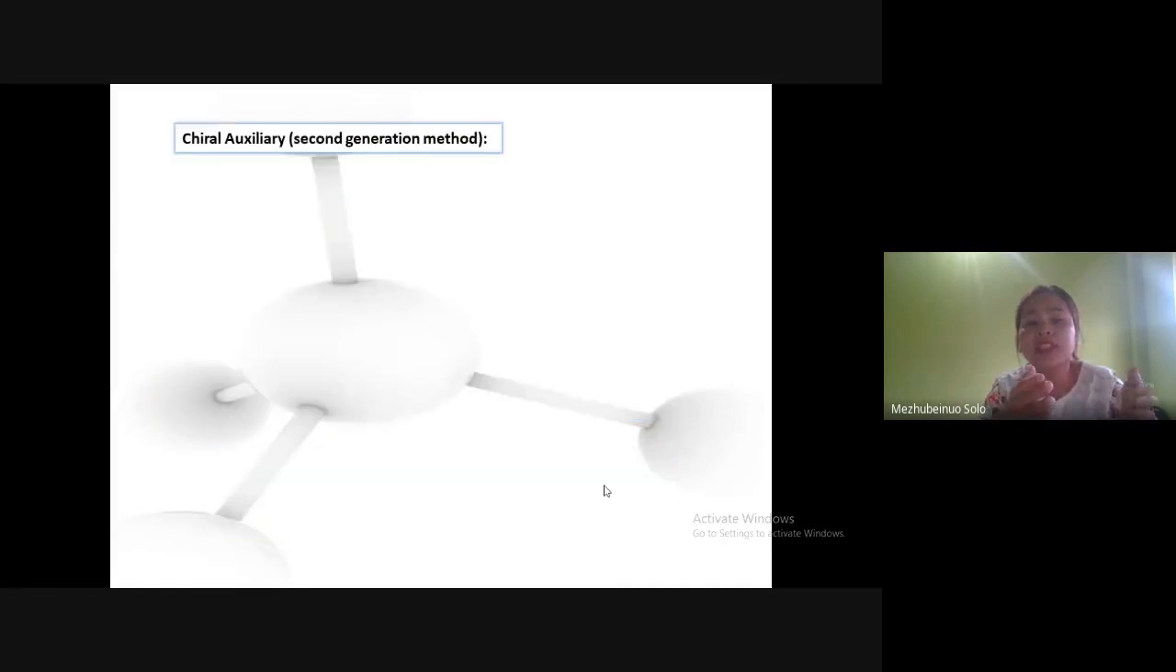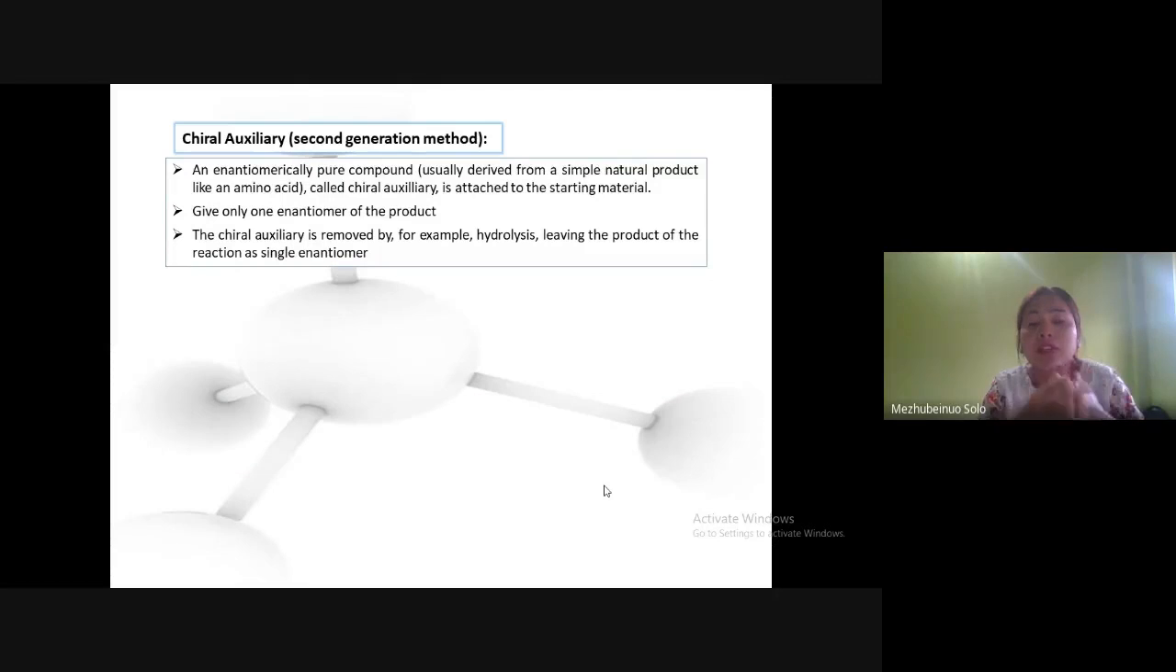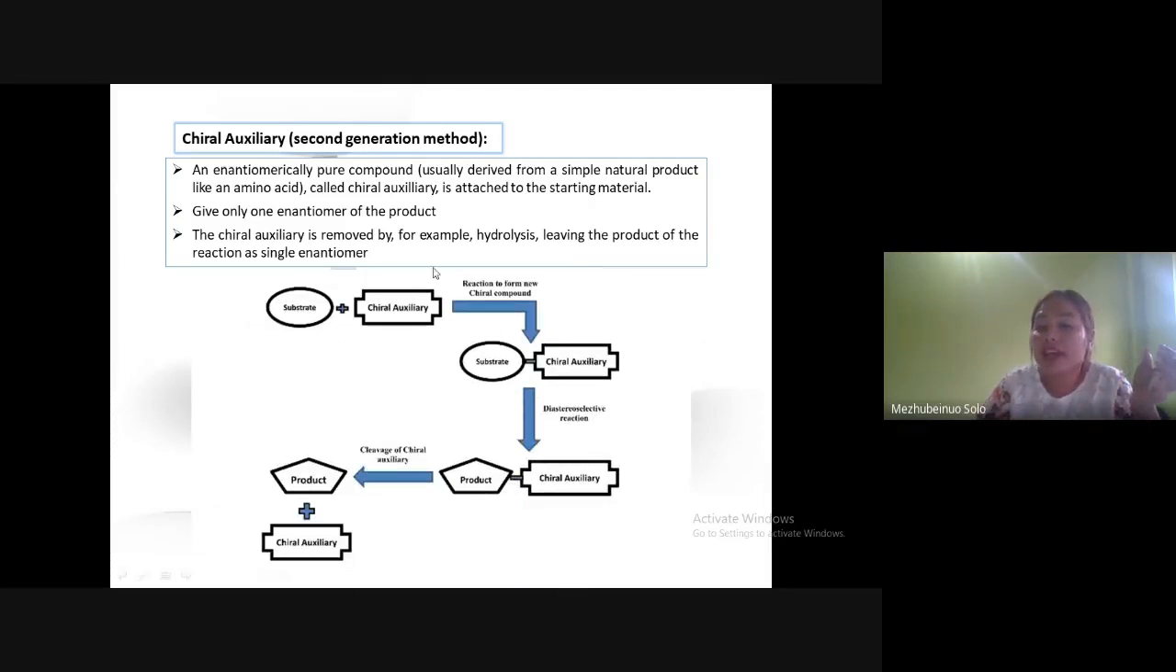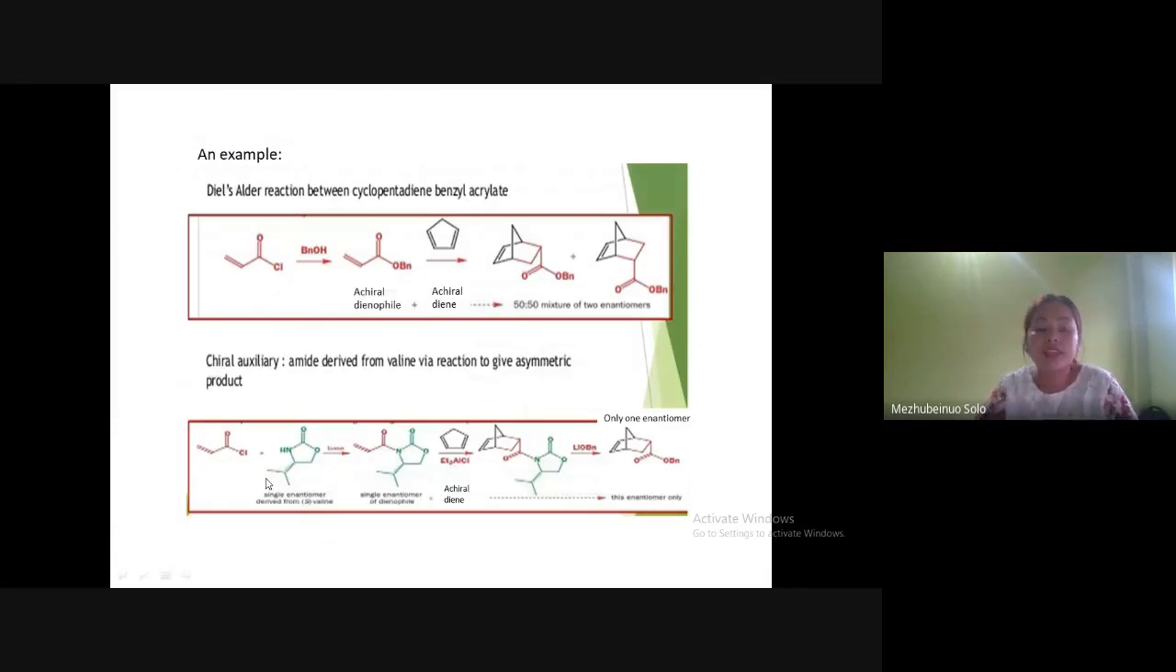And the second method is the use of a chiral auxiliary, where the chiral auxiliary is an enantiomerically pure compound, and it is attached to the starting material to give one enantiomer of the product. So see, in this case, we first add the chiral auxiliary to the substrate. After that, it will undergo a desirable reaction to form the product. After forming the product, you can remove this chiral auxiliary using a suitable method to get the product as a single enantiomer. So let us see an example for the use of a chiral auxiliary.